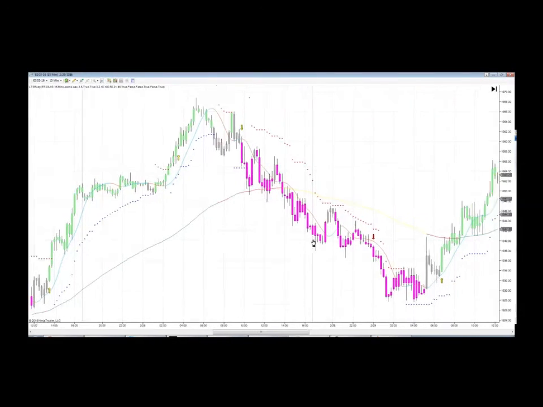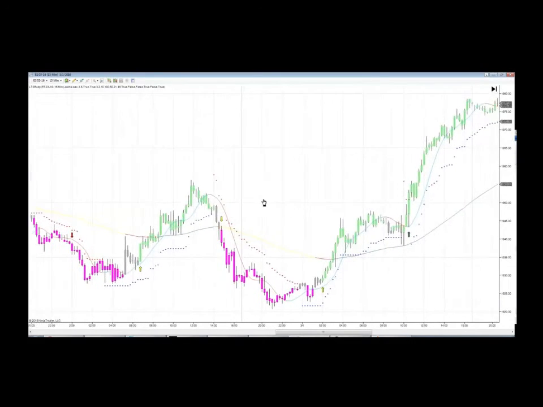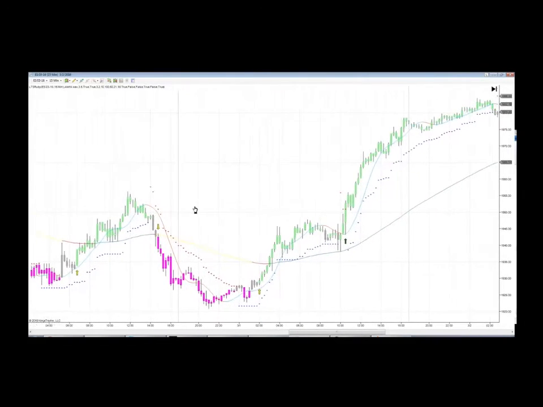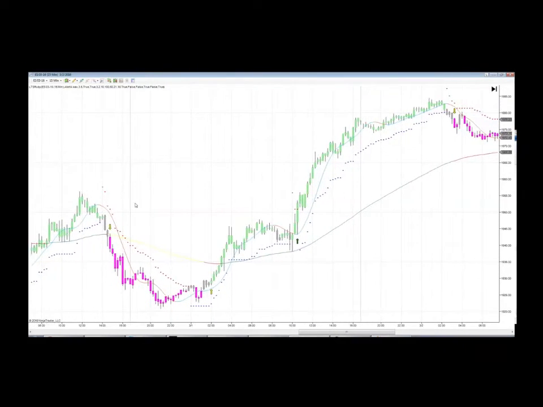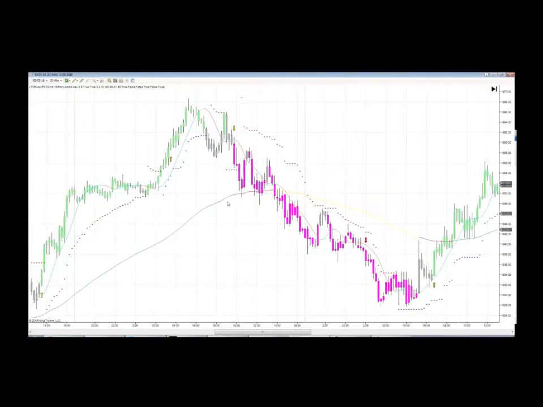Alright, so now we can continue this chart a little bit further so you can see how the system worked for this particular period of this market.